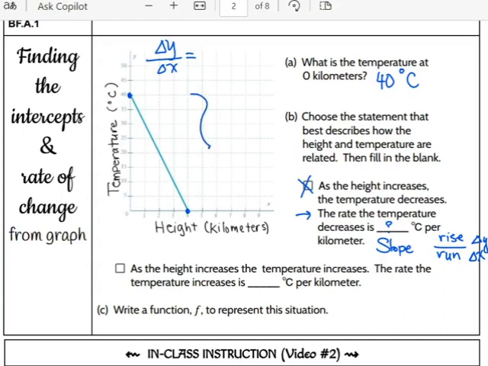And my rise is 40. And the run is 4. So 40 divided by 4, which is 10. So the rate the temperature decreases is 10 degrees Celsius per kilometer.